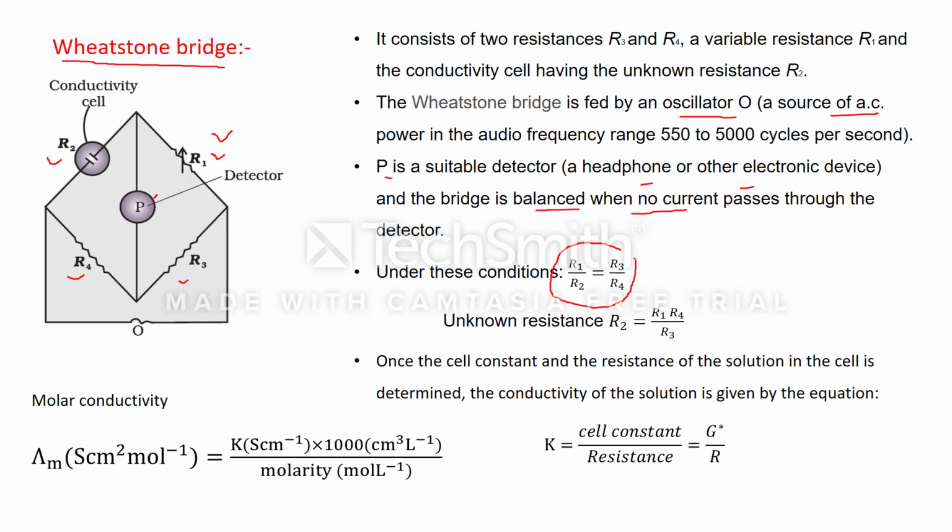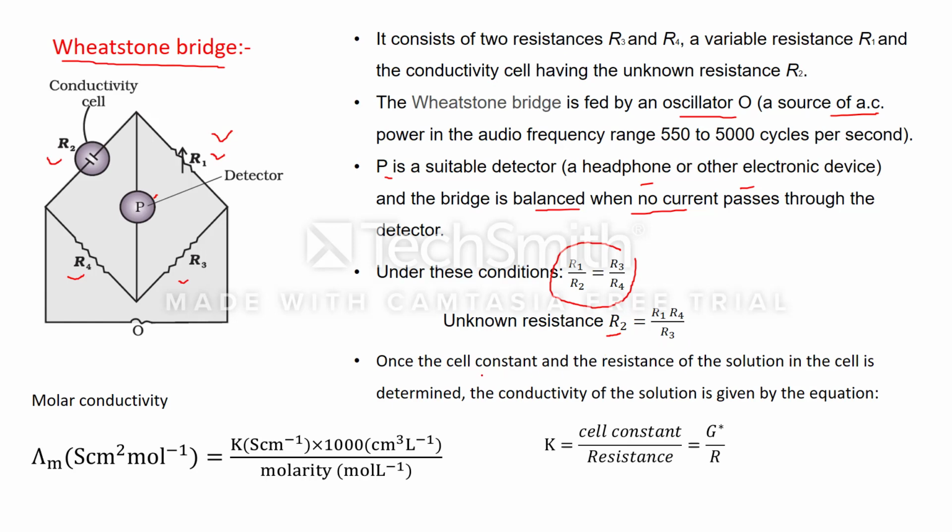R1 by R2 is equal to R3 by R4, and from this we can find out the unknown resistance R2, which is equal to R1 multiplied by R4 divided by R3. Okay, this resistance is known.